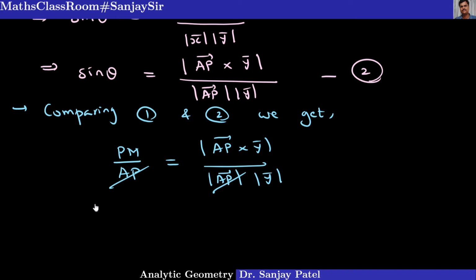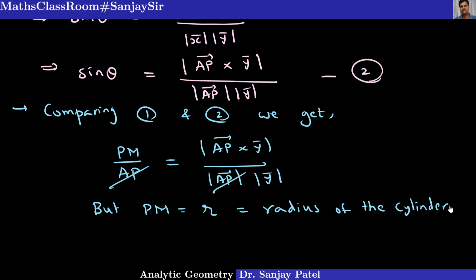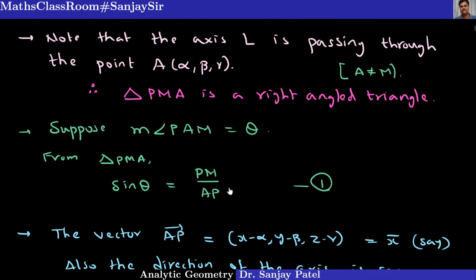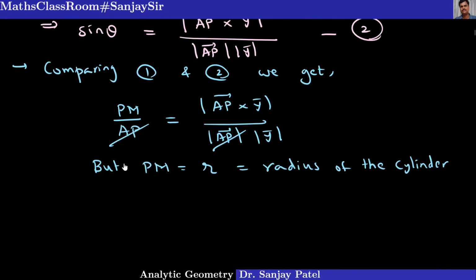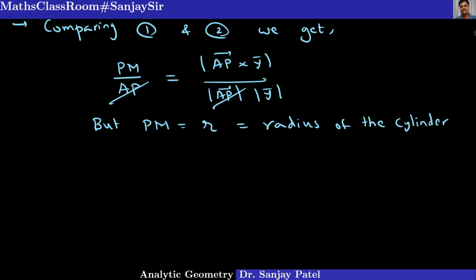And what is PM? PM is nothing but R, that is the radius of the cylinder. You can see again in the figure to understand. This PM is the radius of the cylinder. So putting the value of PM equal to R in this, we get R is equal to AP cross y bar upon only mod of y bar. Okay.